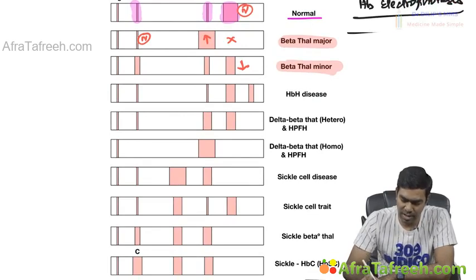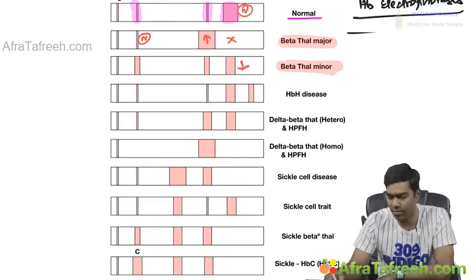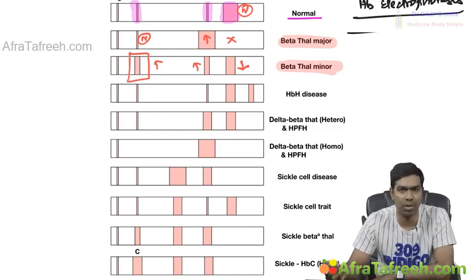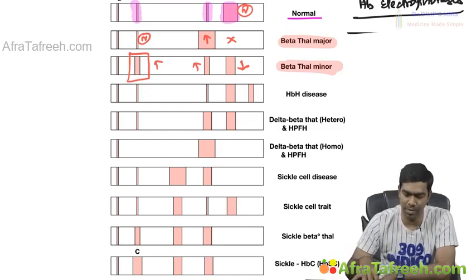And you are seeing a slightly increased HbF, not much, but this alone will not diagnose thalassemia trait. The most important is your HbA2 is increased a little bit more, that's more than 3.5%, a characteristic feature of beta thalassemia minor.